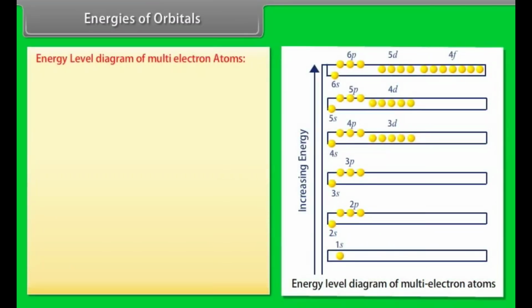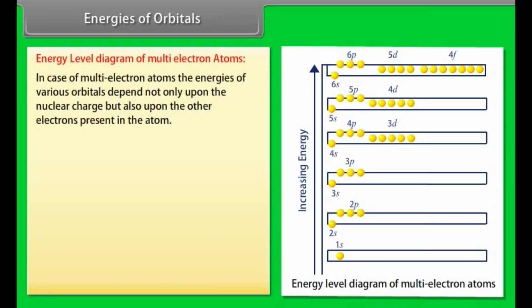Energy level diagram of multi-electron atoms. In case of multi-electron atoms, the energies of various orbitals depend not only upon the nuclear charge but also upon the other electrons present in the atom.